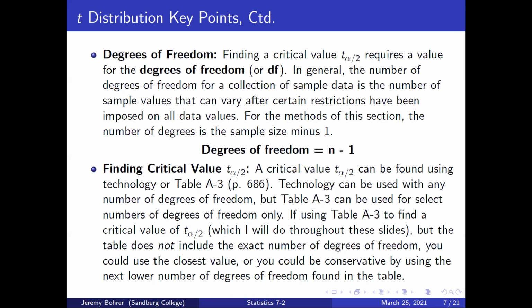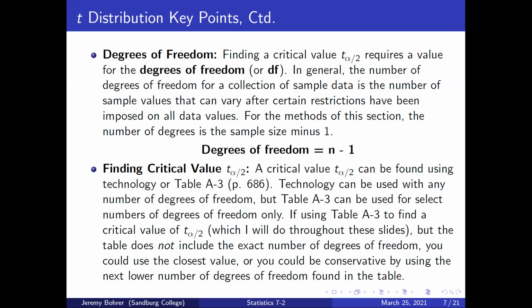Finding the critical value t sub alpha over 2. A critical value t sub alpha over 2 can be found using technology or table A3 on page 686. Technology can be used with any number of degrees of freedom, but table A3 can be used for select numbers of degrees of freedom only.